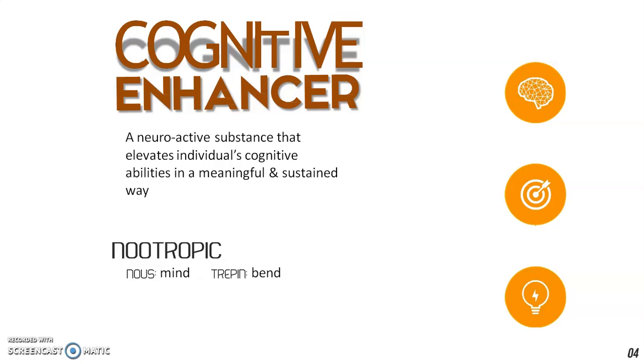Now let us see what these cognitive enhancers are, because they can increase cognition. They are neuroactive substances that elevate individual cognitive abilities in a meaningful and sustained way. These agents are called nootropic agents, also called smart drugs. The word nootropic comes from the Greek terms nous and trepein. Nous means mind, and trepein means to bend. So these are the agents that are going to increase memory.